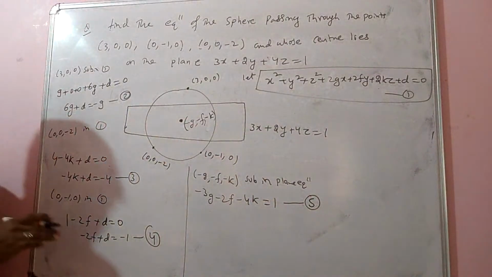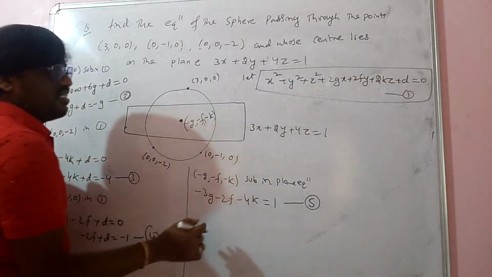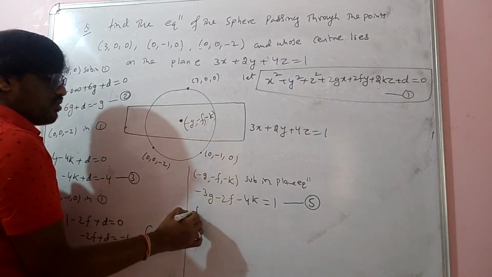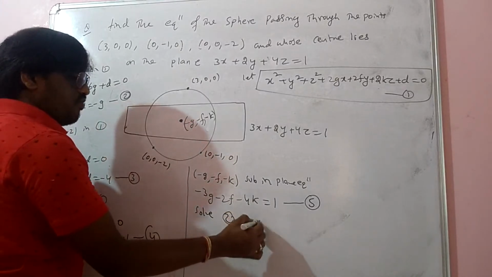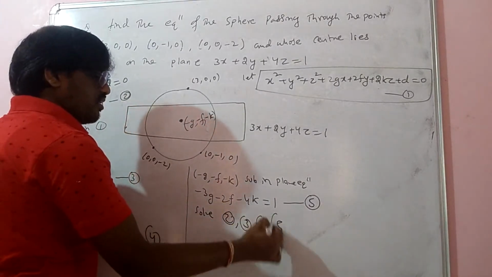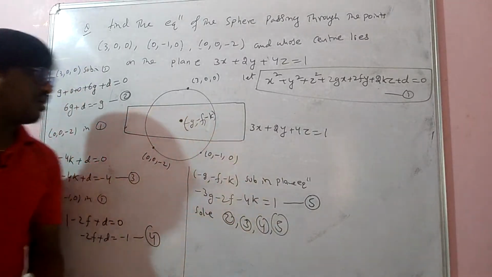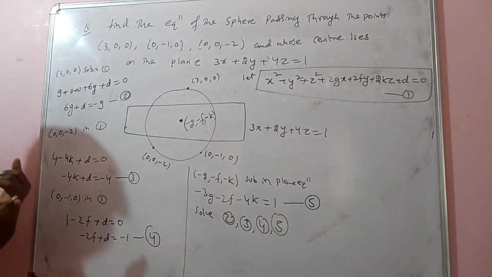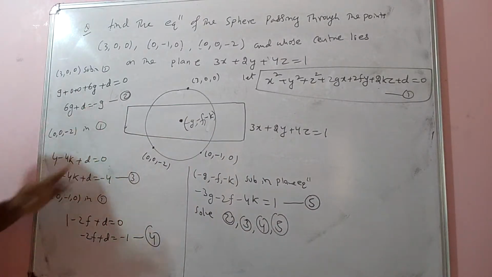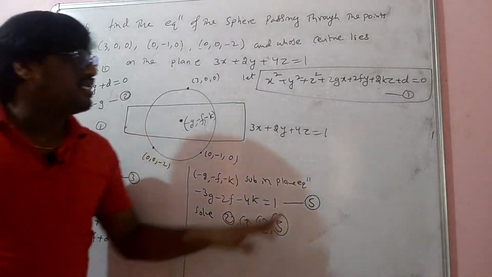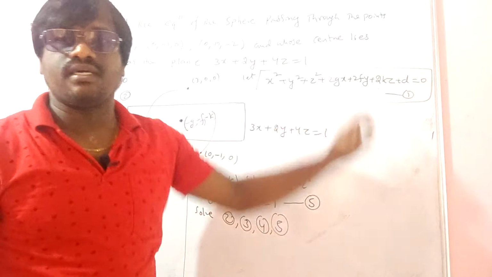So what we will do here is solve the equations 2, 3, 4, and 5. These 4 equations you can solve, so you will get the g value, f value, k value, and d value. Substituting these in the sphere equation, you will get the equation of the sphere.